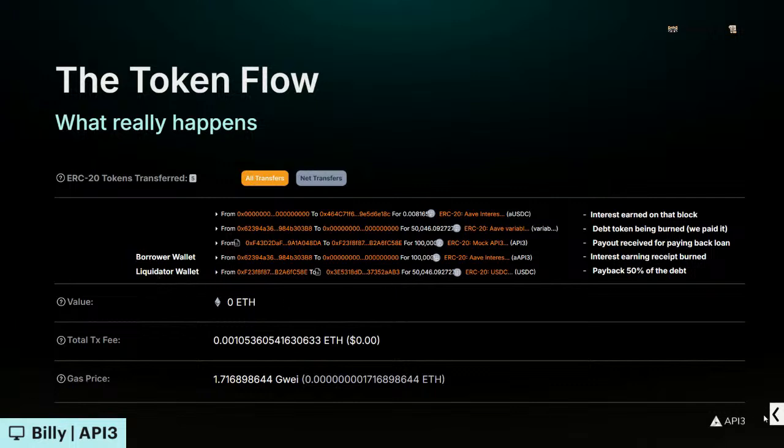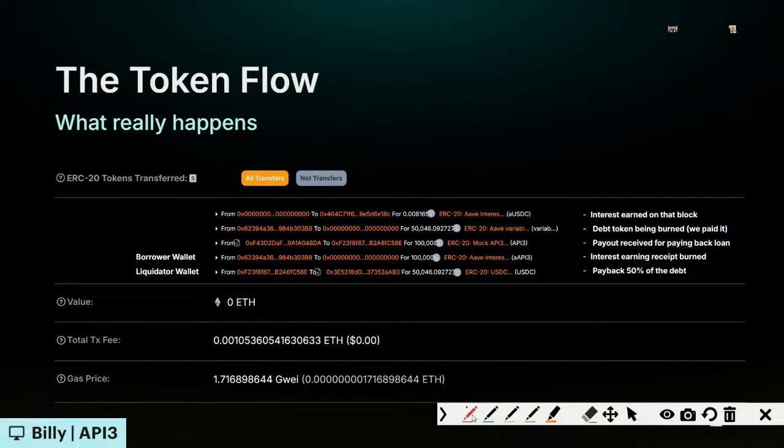We are the liquidator wallet. Let me bring this out. I don't know if the red thing helps or not. I'm just doing it, so if it's worse, it's helpful for me. So okay. All right.